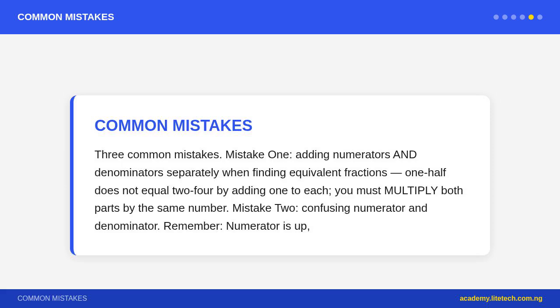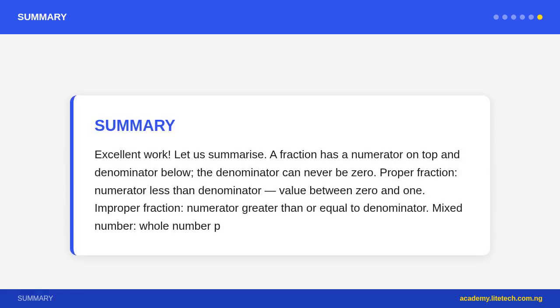3 common mistakes. Mistake 1. Adding numerators and denominators separately when finding equivalent fractions. 1/2 does not equal 2/4 by adding 1 to each, you must multiply both parts by the same number. Mistake 2. Confusing numerator and denominator. Remember, numerator is up, denominator is down, N comes before D in the alphabet, just as the numerator sits above the denominator. Mistake 3. Saying a fraction with numerator equal to denominator, like 5/5, is improper but not equal to 1. 5/5 equals exactly 1 whole.